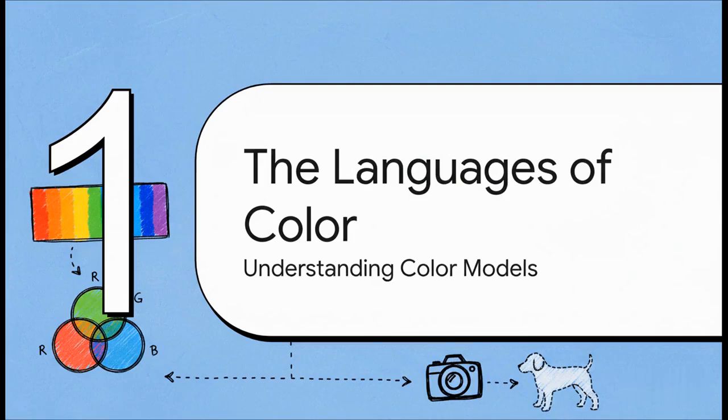Okay, first things first. To even begin, a computer needs a set of rules for color, a system. We call these color models. Now, the easiest way to think about this, imagine a painter's palette. These color models are like the set of primary paints a computer gets to work with. Its digital paint box, if you will.